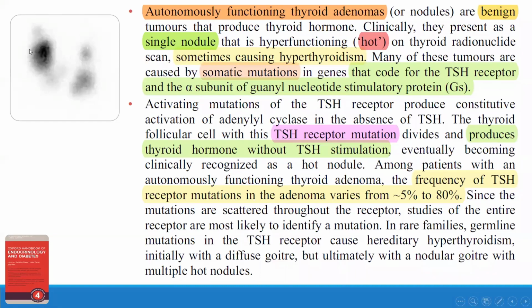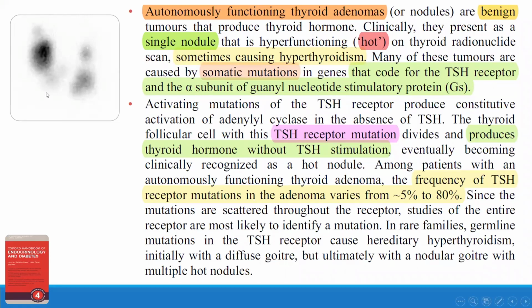So a toxic nodule, to be toxic, the size is more than 2 centimeters, and in most cases more than 3 centimeters. Most of them are due to a somatic mutation in the gene that codes for the TSH receptor alpha subunit of the guanine nucleotide stimulatory protein. So this is a TSH receptor mutation. It produces thyroid hormone synthesis without TSH stimulation. The frequency of TSH receptor mutation in the adenoma varies from 5 to 80%.